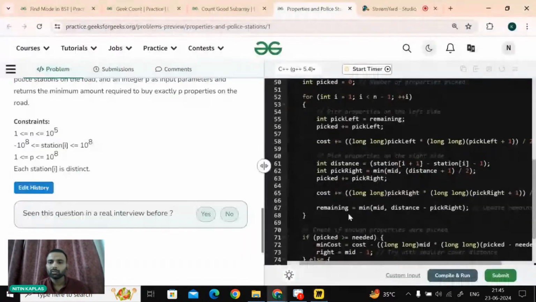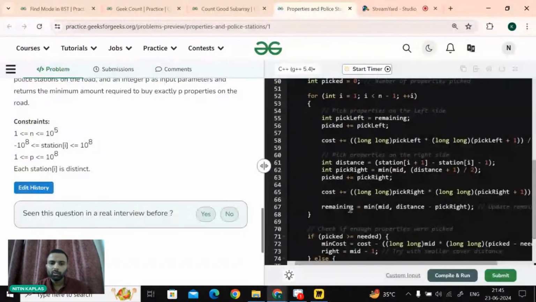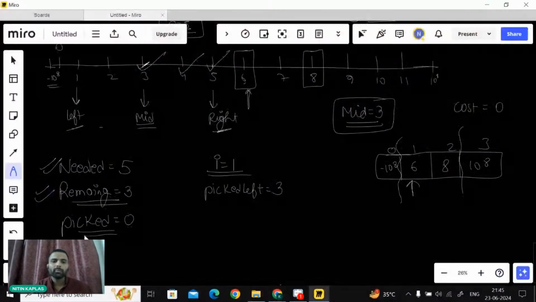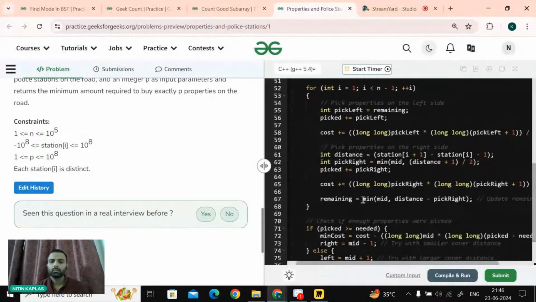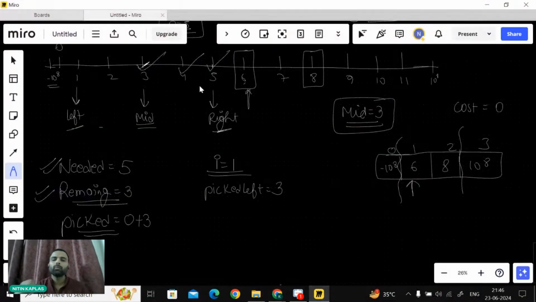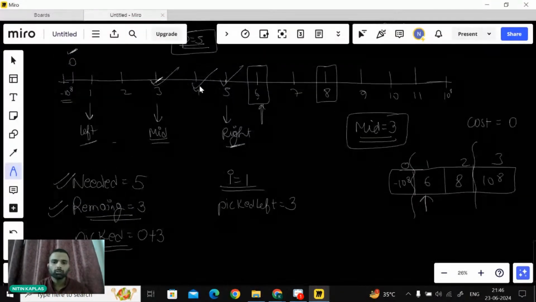After that, if you focus here, as I already told you, picked means how many you have bought. So my pick left is 3. If I am sending it here, now my picked is 3, which is 0 plus 3, because I already bought these three. Now, when you are buying these three, you have to pay the cost.